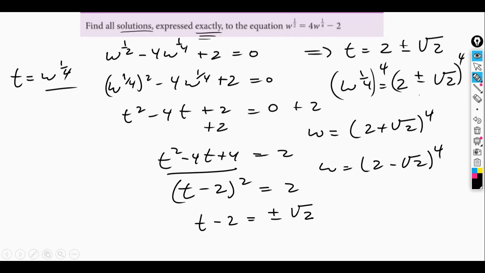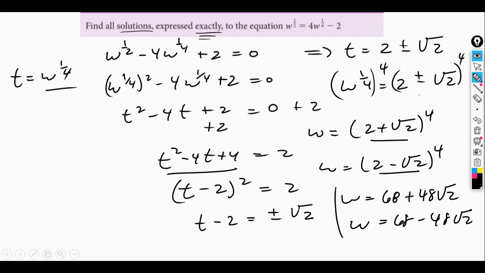One thing you could do is do it as w is equal to this expression squared and then squared again. And same here, right? If you do that, you're going to get w is equal to 68 plus 48 square root of 2. And you're going to get the other solution, which is w is equal to 68 minus 48 square root of 2. This would be the solution expressed exactly.